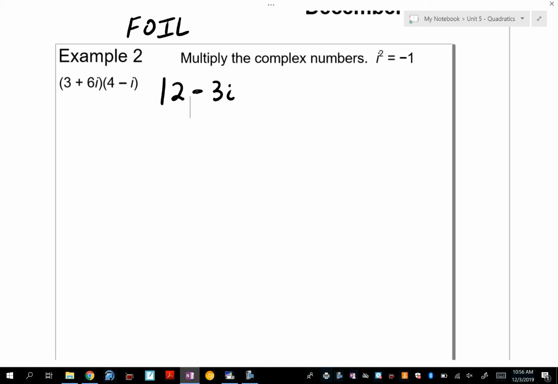So I'm multiplying this 3 times each of these terms. So 3 times 4 is 12. 3 times negative i is negative 3i. First, outside, inside, last. Now, the next one is take the 6i and multiply it times each of these terms.